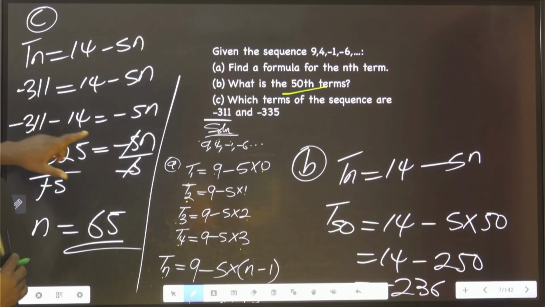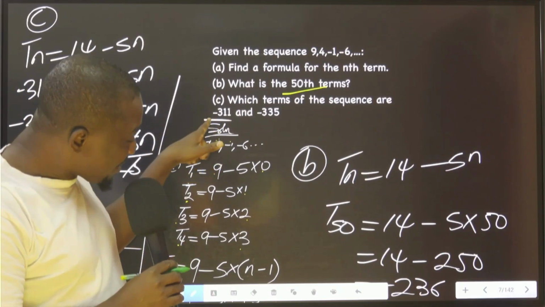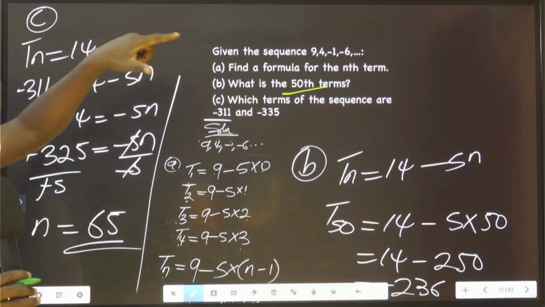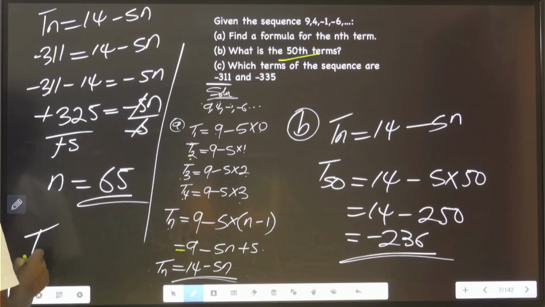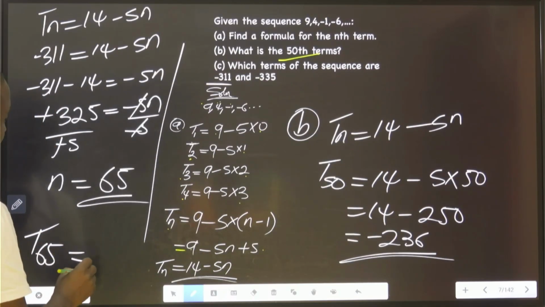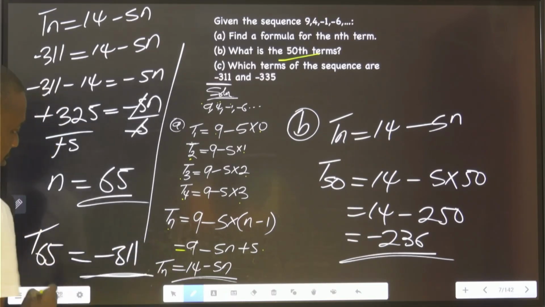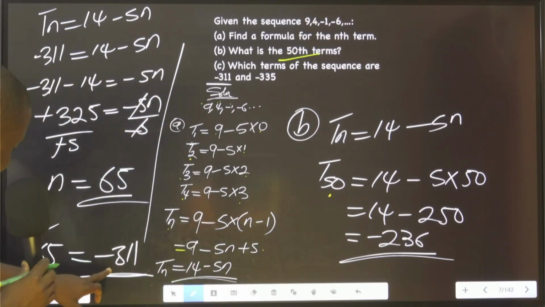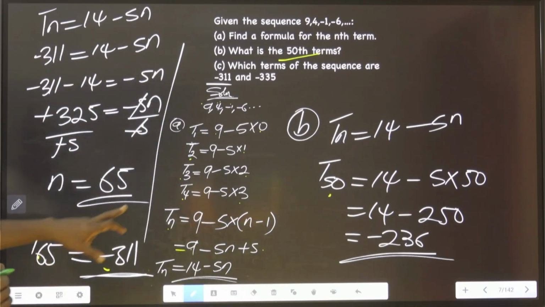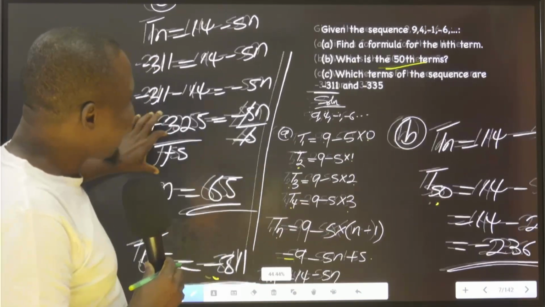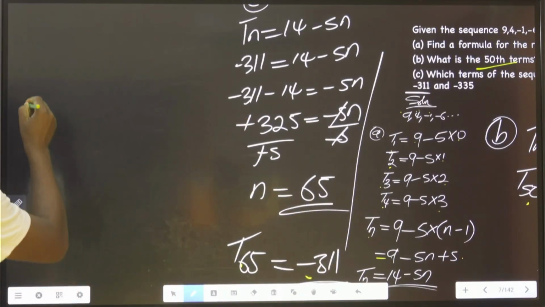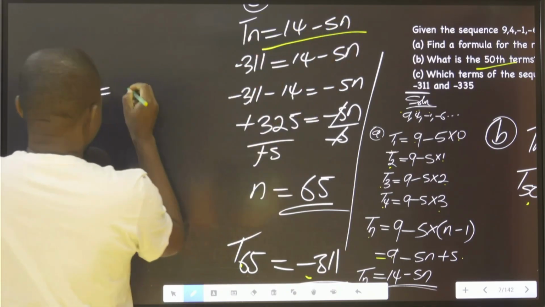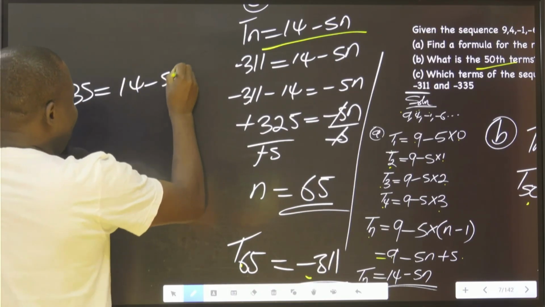So it means that this minus 311 is the 65th term. So it is the 65th term. That is minus 311. Just the way this is the 50th term, this is the 65th term. Okay? Now let's investigate minus 335. Minus 335 is equal to this. That is 14 minus 5n.